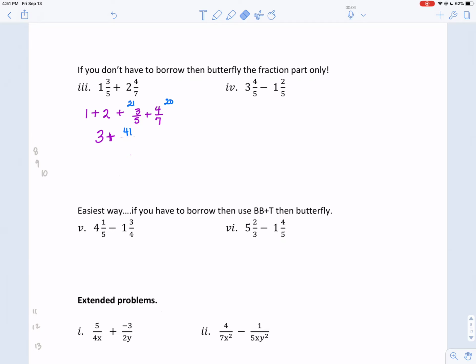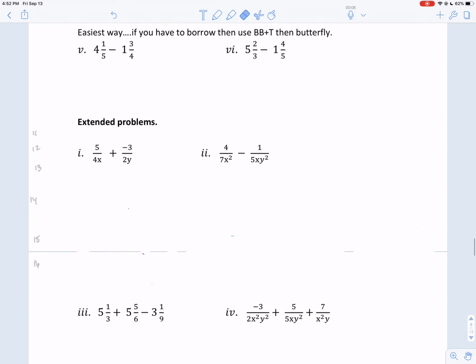Then I'm going to use the butterfly method to multiply 3/5 and 4/7 and get 41/35. Once again, that's an improper fraction. So you've got to change that to 1 6/35. And then you can add the 3 to it. So you wind up with 4 6/35.